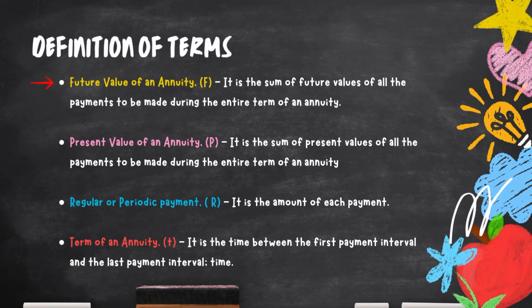Future value of an annuity. It is the sum of future values of all the payments to be made during the entire term of an annuity. Present value of an annuity. It is the sum of present values of all the payments to be made during the entire term of an annuity. Regular or periodic payment. It is the amount of each payment. And lastly, term of an annuity. It is the time between the first payment interval and the last payment interval.